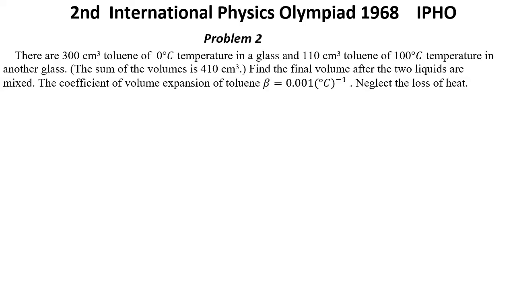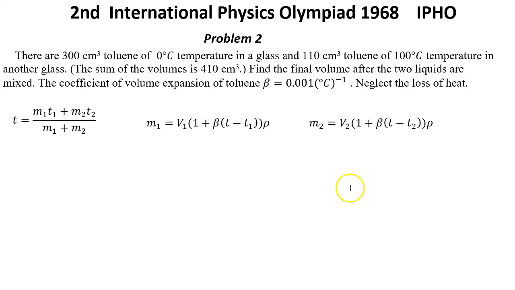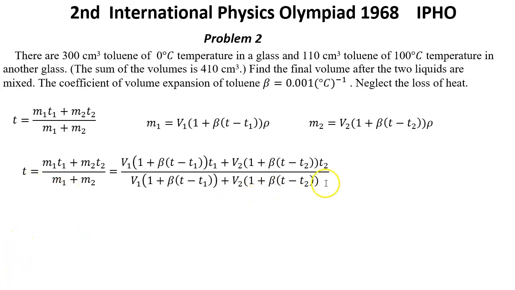Solution for problem number 2. First, we can calculate the temperature of the final mix. That will be this one. We don't know yet what M1 and M2 are, but we can count them using density for the final mix. That will be M1 equal this expression and M2 equal this expression. Now we can put these expressions into our formula for final temperature. That will be this one, and from here we can find the final temperature.